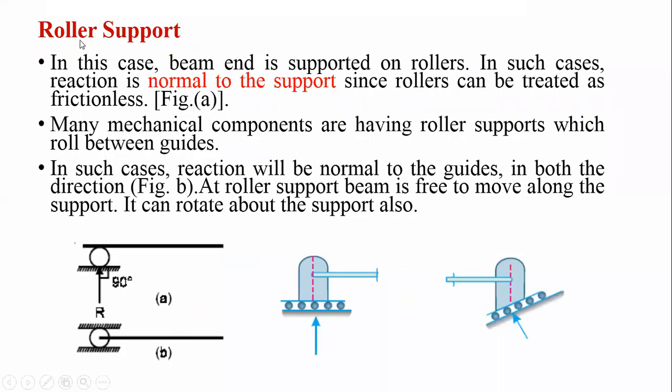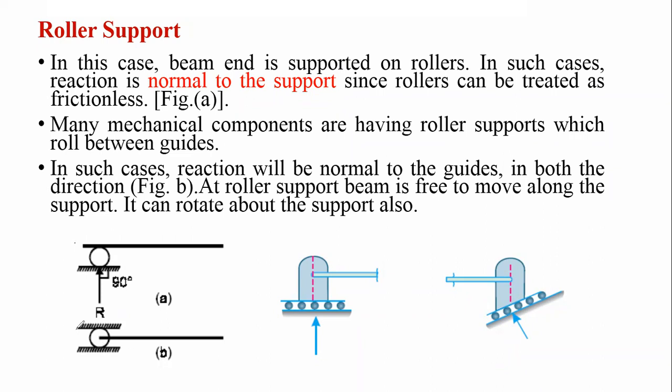Now the second one, roller support. In this case, the beam is supported on a roller. In such a case, the reaction is normal to the support. Here also, the reaction is normal to the support. Such a roller can be treated as frictionless. Many mechanical components have roller support. In various machine components, you may observe roller support, which rolls between the guides.